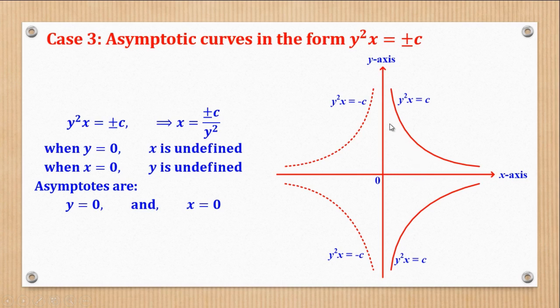Now here I realize that whether the value of y is positive or negative, x will be positive for a positive constant here and negative for a negative constant here. Therefore, when the constant is positive, the curve will be this and that. And when the constant is negative, the curve will be this and that. So that is how they sketch such curves.